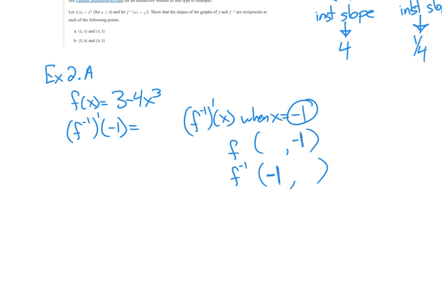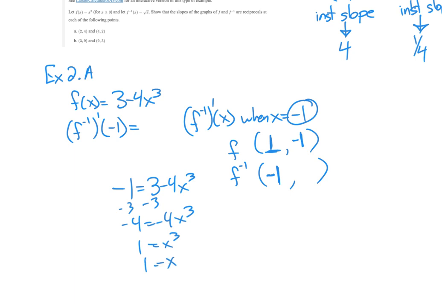Now we'll use the original function to find x. So negative 1 must equal 3 minus 4x cubed. If I solve this, I'm going to subtract 3 from both sides. Negative 4 equals negative 4x cubed. That means 1 equals x cubed. So x equals 1. So I'll put 1 here and here. Now I have my corresponding points.